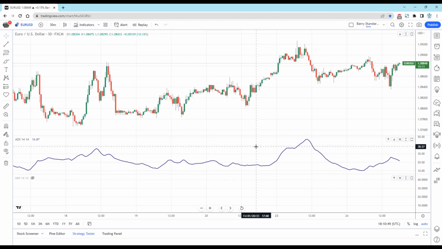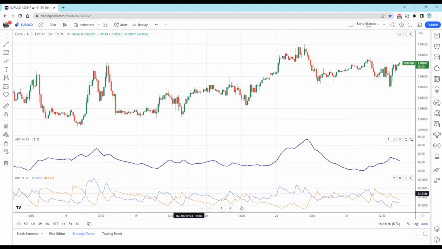So ADX, even though it is primarily used with the DMI, it is a freestanding indicator. And the ADX moves within a range, and it tells you the strength of that trend and the direction of that trend. So you can see it almost mirrors price. Now, when you combine that with the DMI, which is part of Wells Wilder's directional movement system, you can do more to interpret markets.